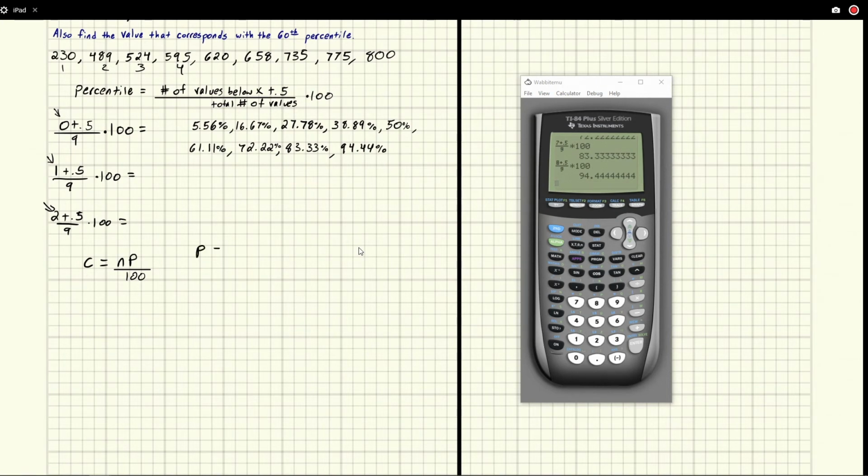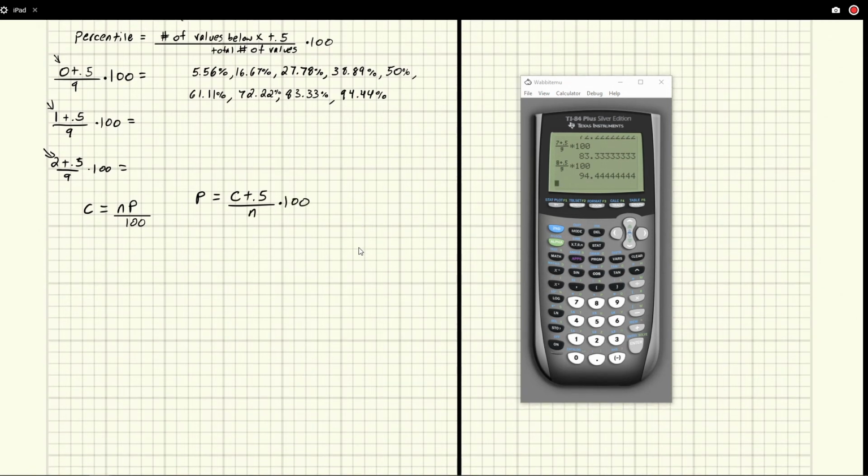Percentile equals C plus 0.5, divided by n, times 100, right? That's our formula. Well, let's just ignore this 0.5. Let's just call it c over n. That 0.5 is there for other reasons we already talked about.